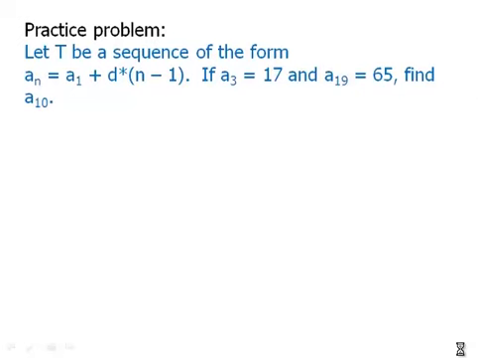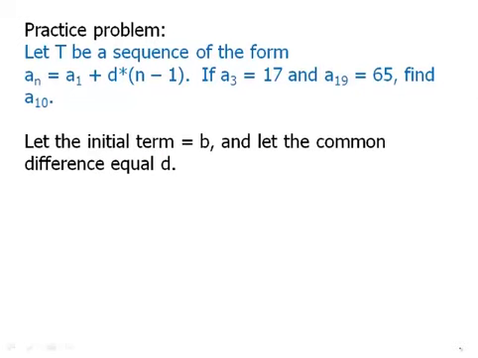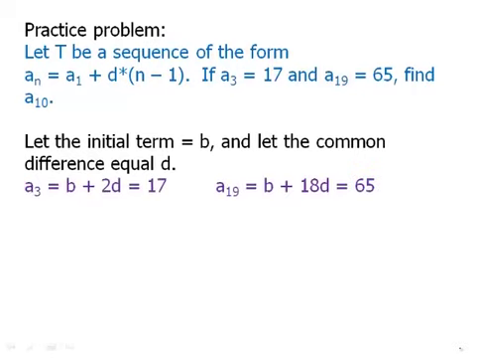Well, think about it this way. Let the initial term equal b and let the common difference equal d. Then certainly it's true that a sub 3 would be b plus 2d, and that's 17. The 19th term would be b plus 18d, and that equals 65. And what we have here are 2 equations with 2 unknowns. And in fact, it's very easy to solve.